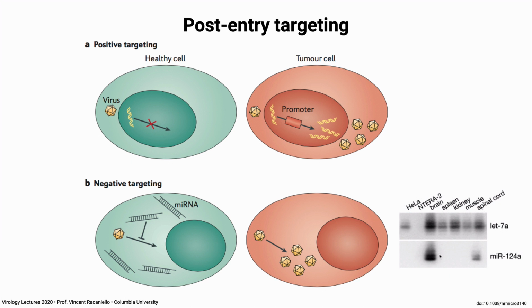And so you can see here we have one that is present only in brain and spinal cord. And this one is ubiquitous. The key would be, of course, to find ones that are everywhere except in your tumor, because in the cells where they're present, non-tumor cells, they'll inactivate the vector. So that's post-entry targeting. Lots of tricks that you can do like this.